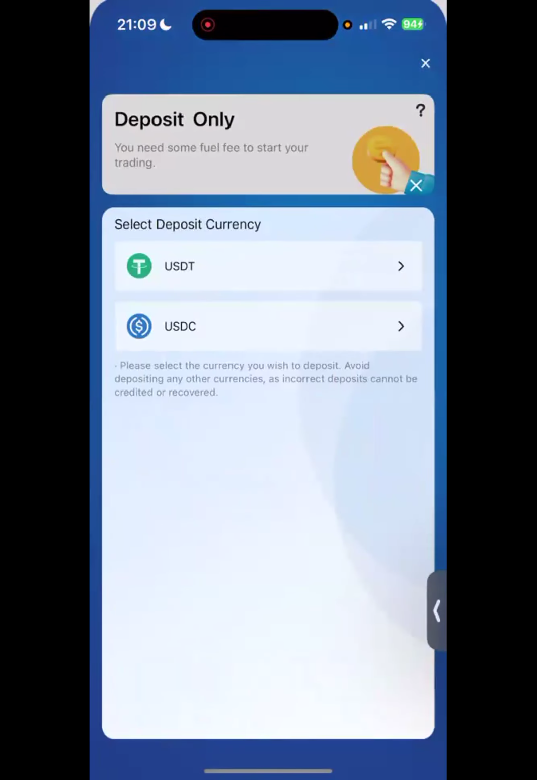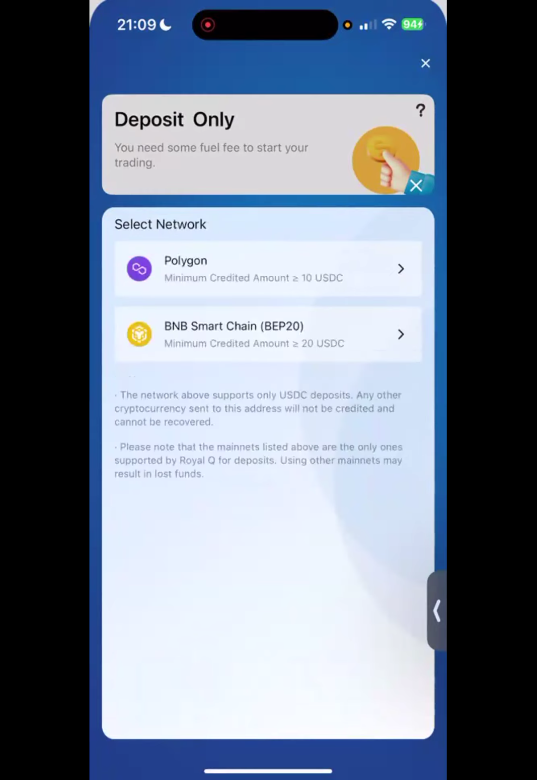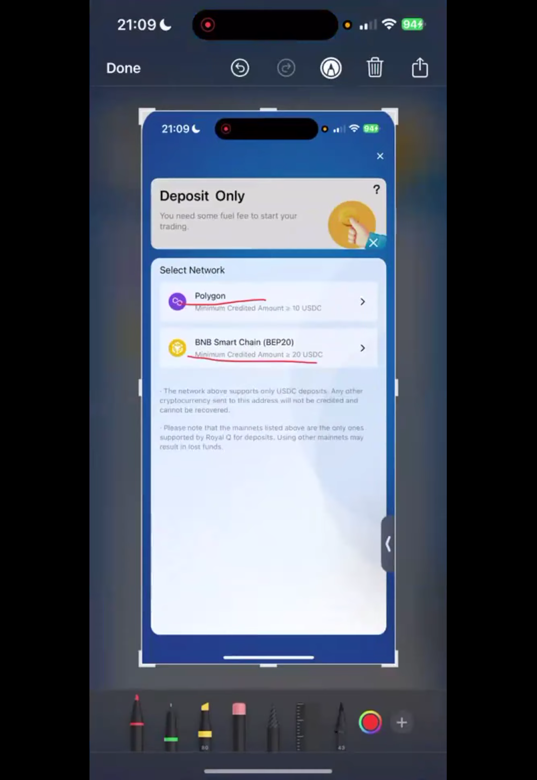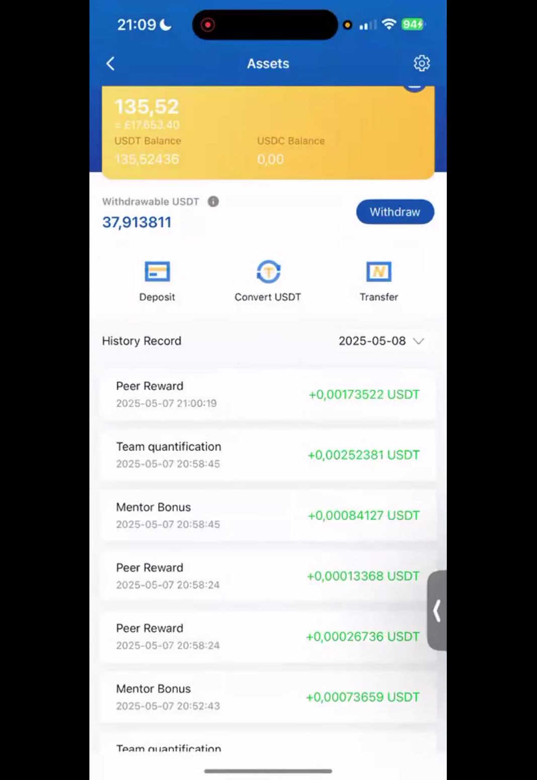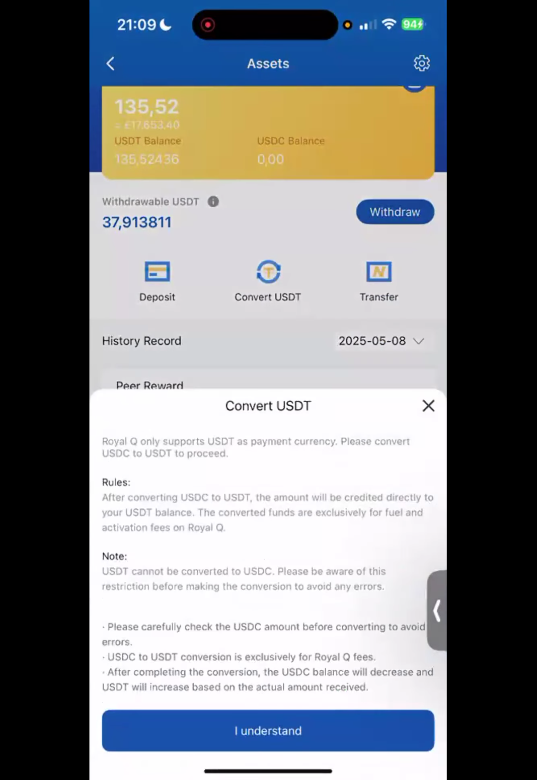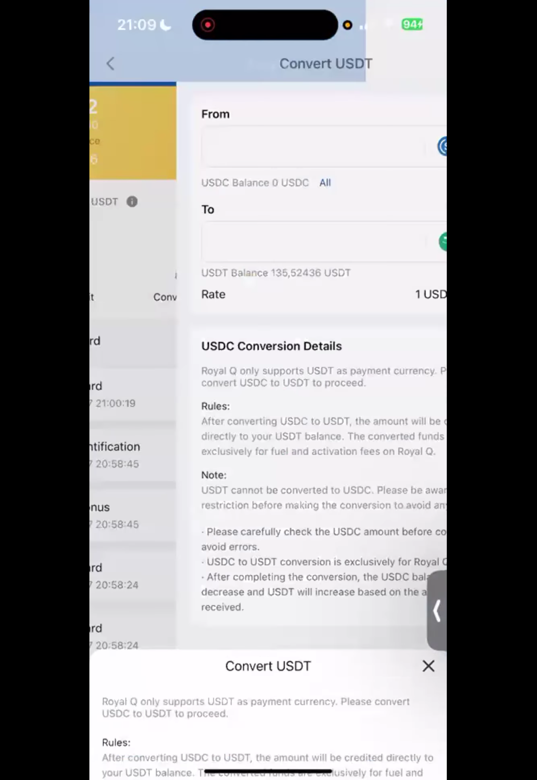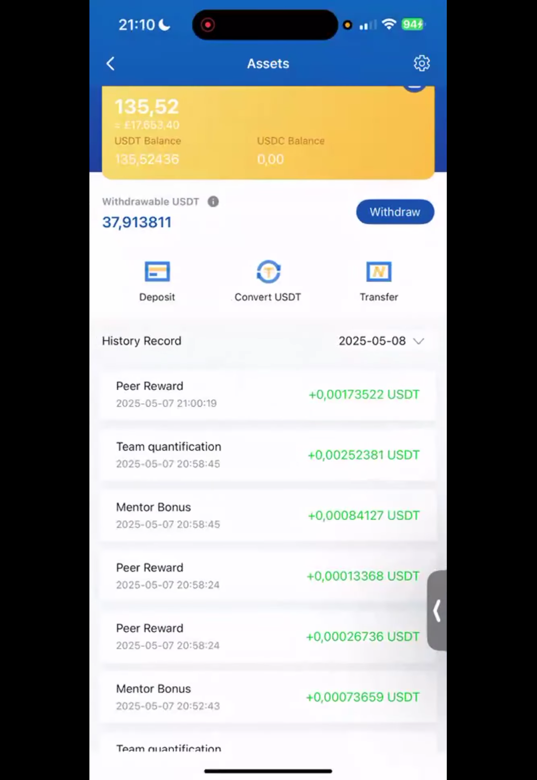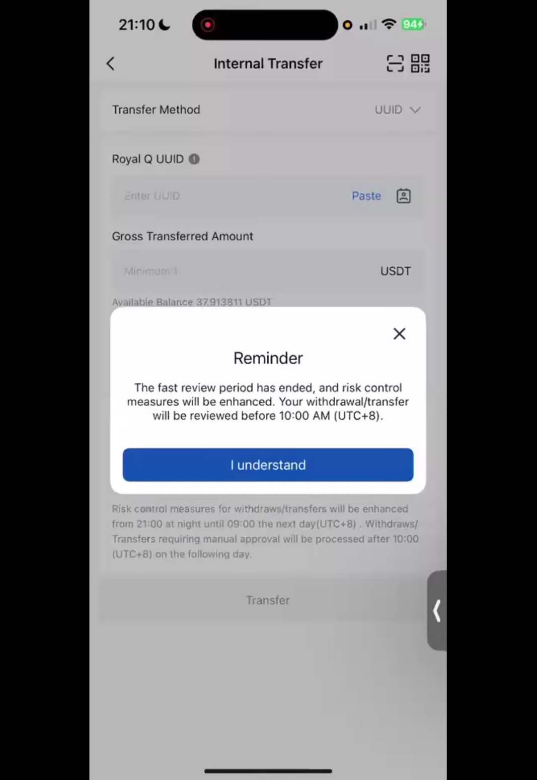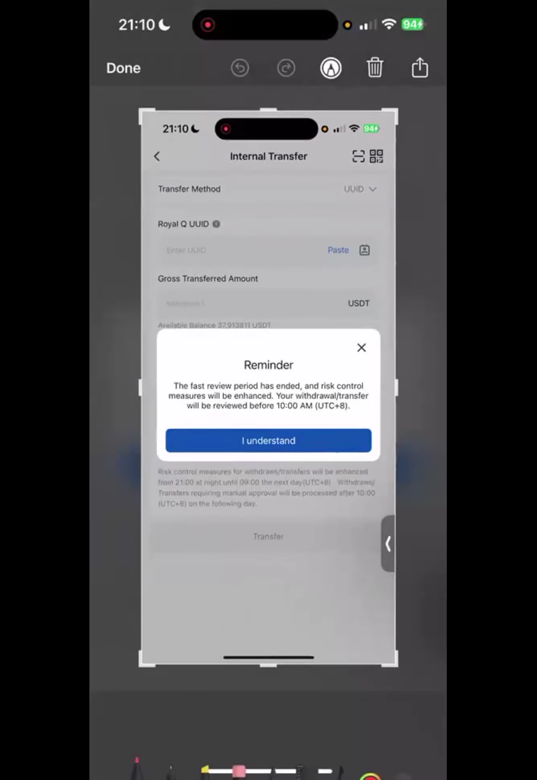Deposit. If you want to deposit on RoyalQ, you use these buttons. You can either deposit USDT or USDC. Once you tap on it, you see the networks that one can use in doing the deposit. Without fuel fees, you cannot start a trade. Now, the convert button, we use it if you want to convert USDC to USDT. Then transfer. So this is the button you tap on if you want to withdraw.